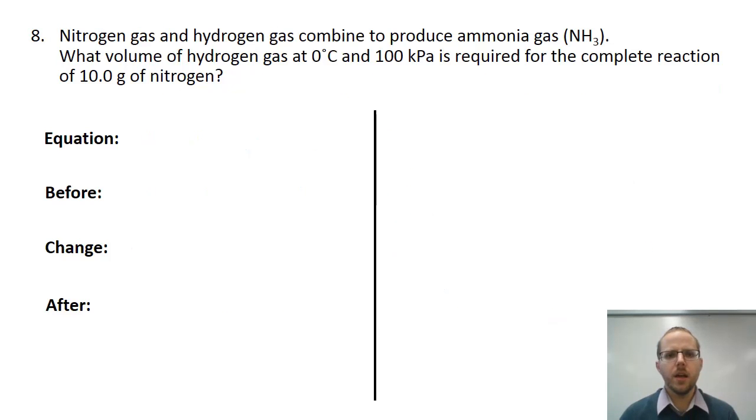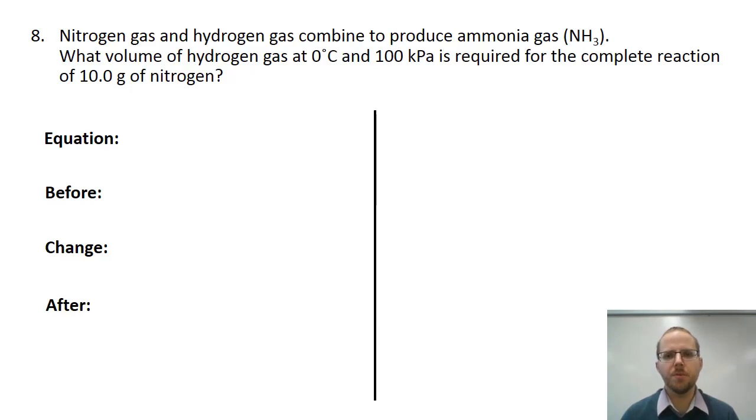And now we move on to question number 8, our last example from this sheet. Nitrogen gas and hydrogen gas combine to produce ammonia gas, which is NH3. What volume of hydrogen gas at STP, that is 0 Celsius and 100 kilopascals, is required for the complete reaction of 10 grams of nitrogen?